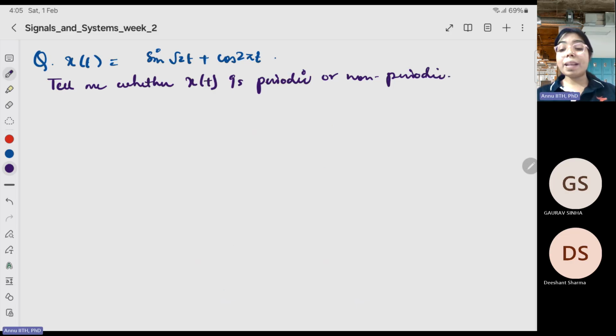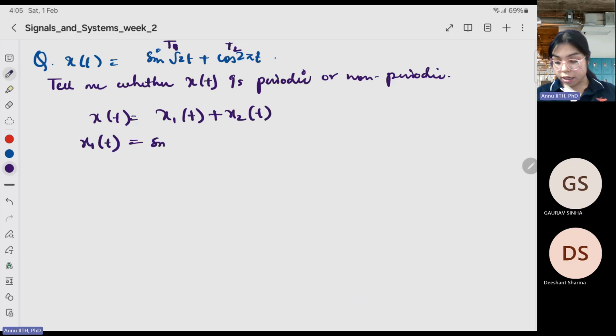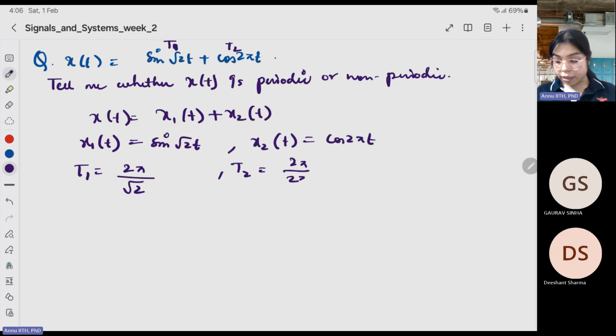So before finding the period of any signal, we need to find whether it is periodic. So yes, let's find T naught. Let's find T1 and T2 because it is an individual sum. Since x(t) is the sum of x1(t) plus x2(t), where x1(t) is nothing but sine root 2 pi t, and x2(t) is nothing but cos 2 pi t. So T1 is nothing but 2 pi by omega naught, that is 2 pi by root 2. And T2 is nothing but 2 pi by 2 pi, which is 1.